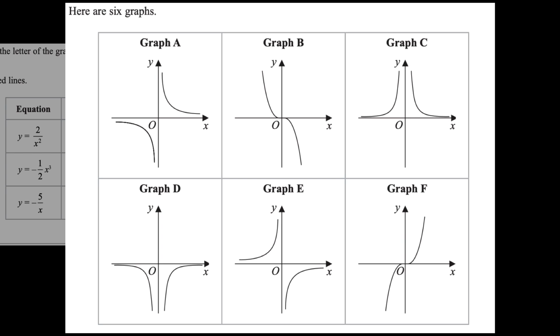And the last one looks like a reciprocal graph, but it's a negative number, so it could have been type A, but it's been turned upside down, so I think the answer there is E. A 1 over x shape that's been turned upside down is a negative number divided by x, which is what we have there, so that's graph E.